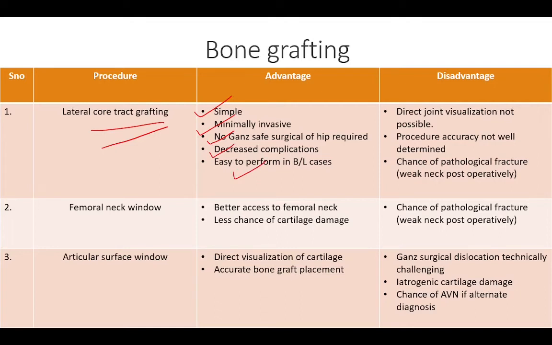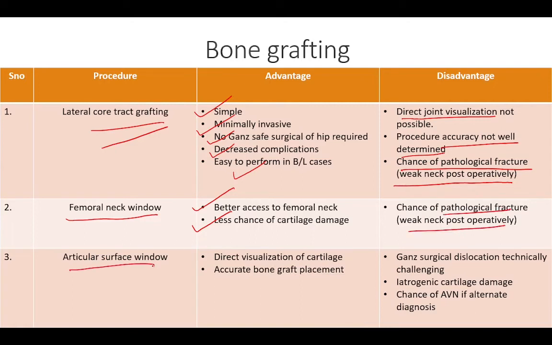The disadvantages are that the joint is not directly visualized in this case, accuracy may not be 100%, and the chance of pathological fracture is present because of the lateral entry through the neck. The femoral neck window procedure gives us better access to the femoral head and neck. There is less chance of cartilage damage. However, the chance of pathological fracture still remains.